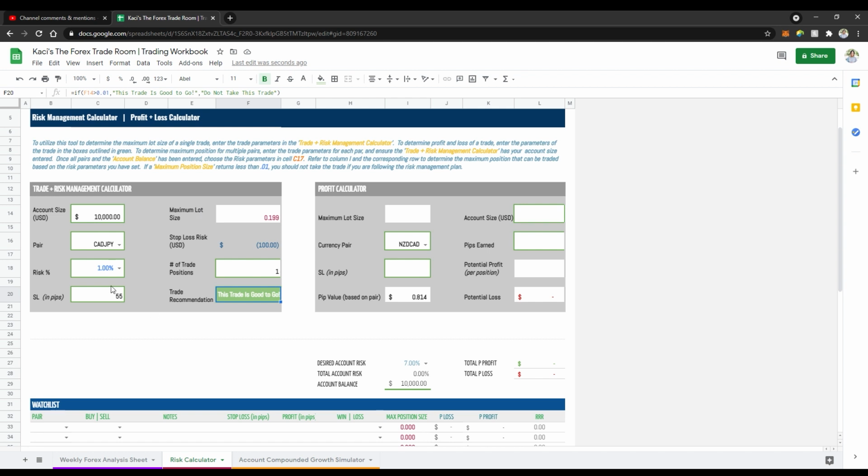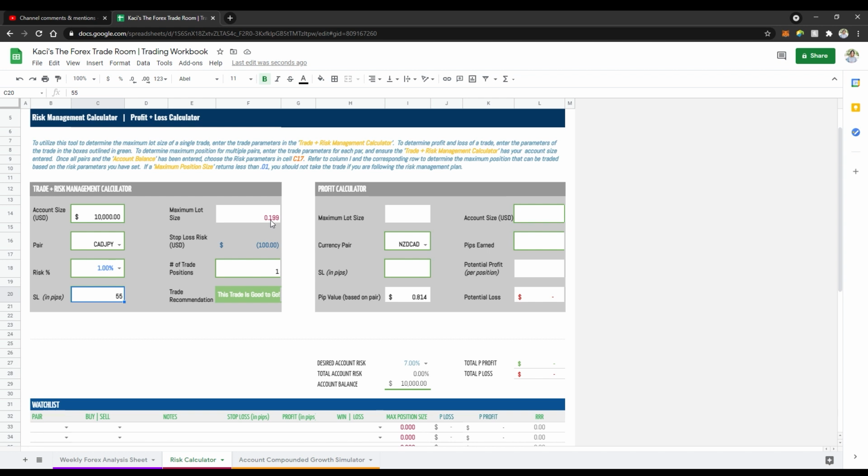Here, let me break it down for you again. 55 pips at 1%, 1% of the account is going to be $100. My setup is 55 pips. So if I only want to lose $100 with a 55 pip setup, I can only trade just under $2 per pip.